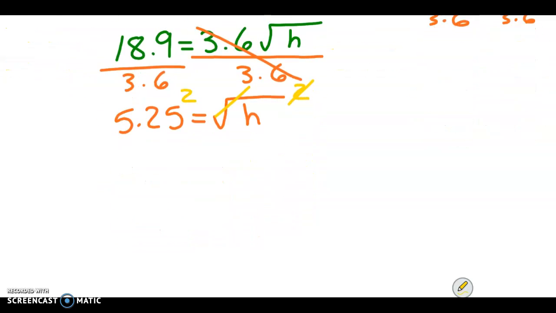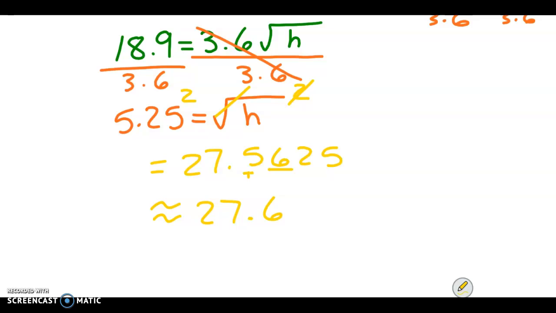Okay? So as soon as you take that 5.25 and square it, you're going to end up with 27.5625, and rounding it to the nearest tenth will be 27.6. The 6 in the hundredths place made that 5 bump up. And that would be your final answer to the nearest tenth.